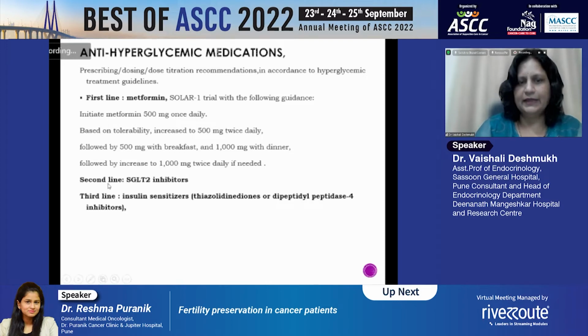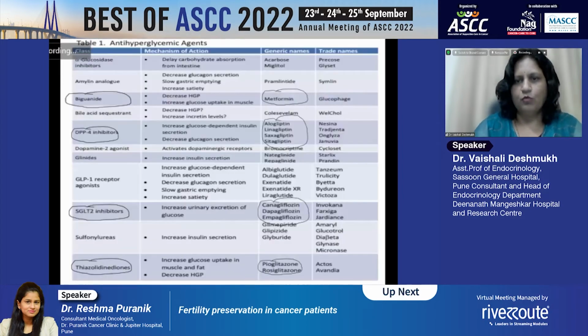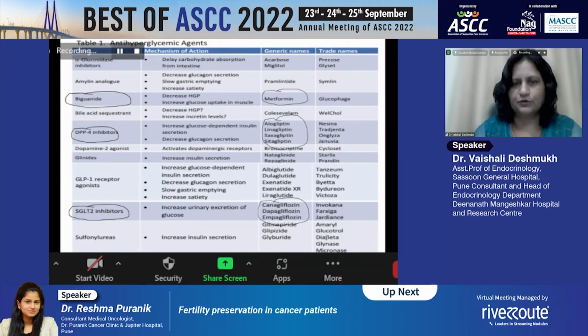And then second line is SGLT2 inhibitors, followed by insulin sensitizers, that is the TZDs, and the DPP4 inhibitors. Now, what are these drugs? It's a big array of drugs. So this is what we call metformin, that's a biguanide. DPP4 inhibitors are all your gliptins. Then SGLT2 inhibitors are all your gliflozins, so canagliflozin, dapagliflozin and empagliflozin. Thiazolidinediones are glitazones, that is pioglitazone and rosiglitazone.